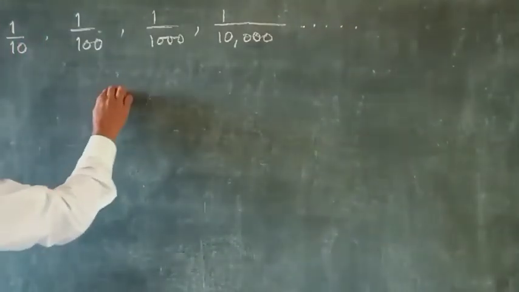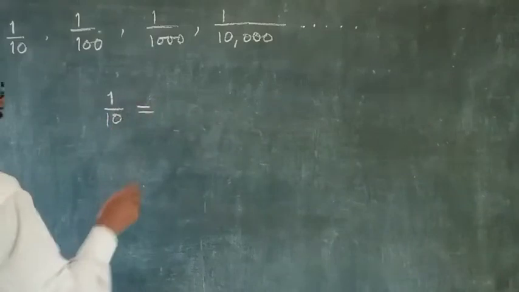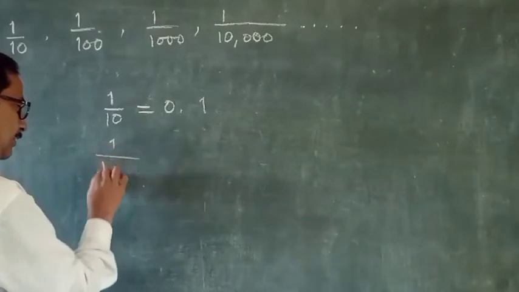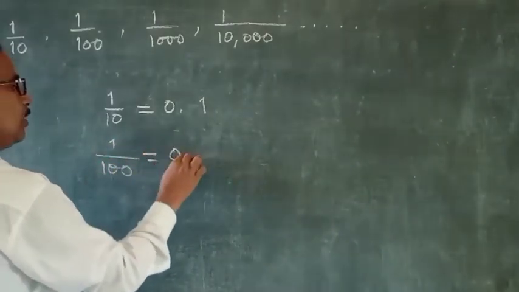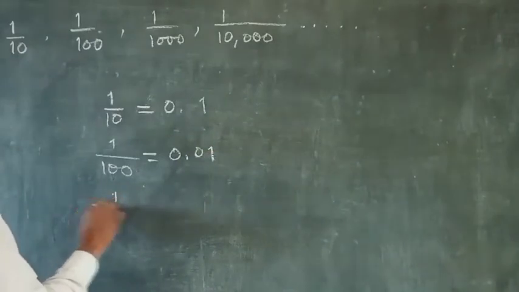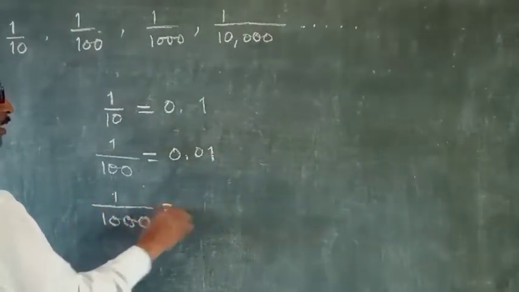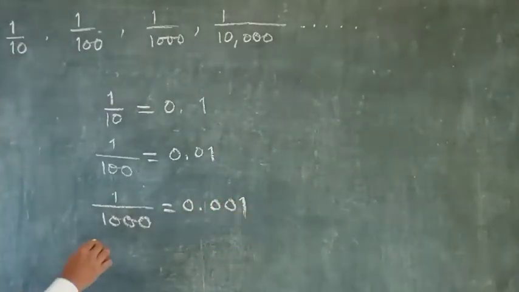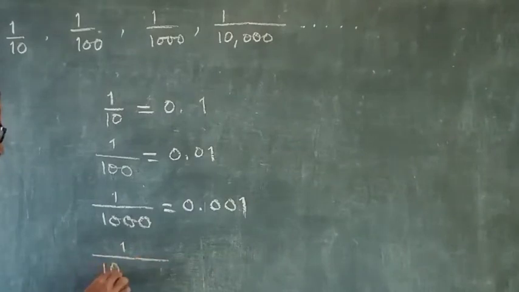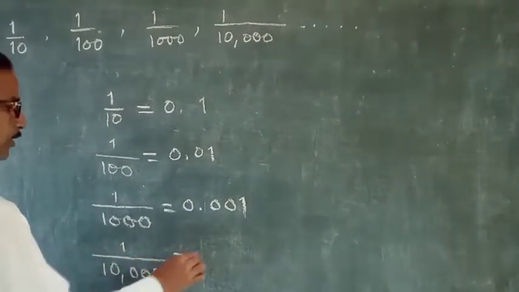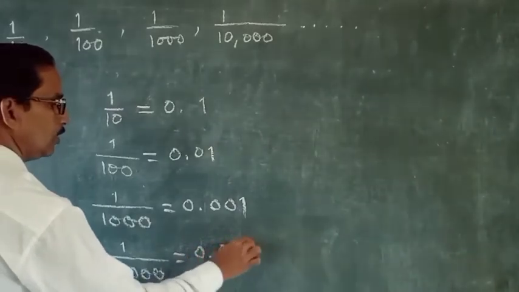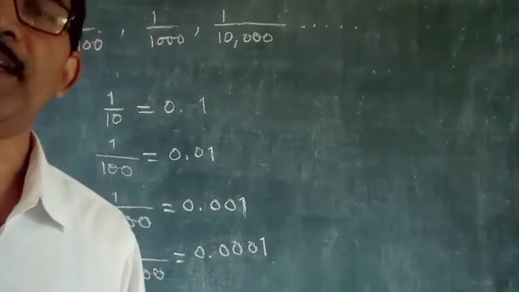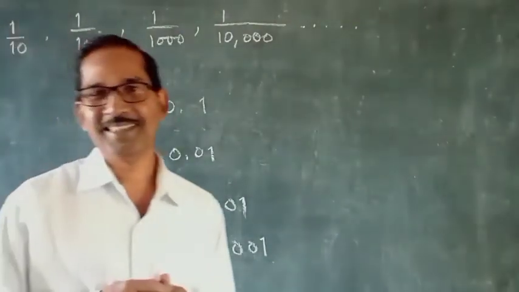For example, 1 by 10 can be written as 0.1. 1 by 100 can be written as 0.01. 1 by 1000 is equal to 0.001. 1 by 10,000 is equal to 0.0001. So this is the way we can write the decimals.